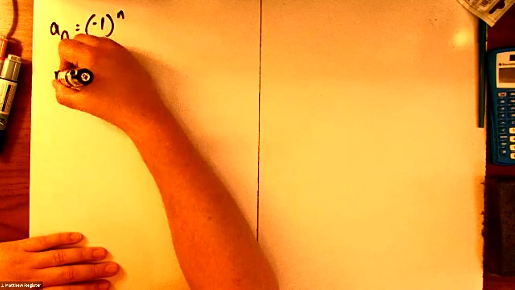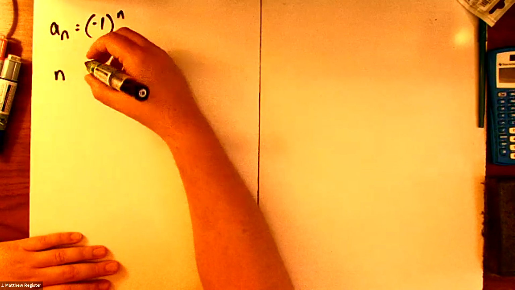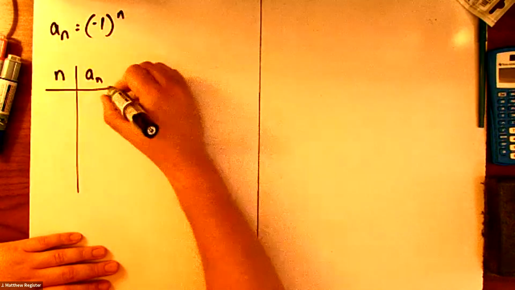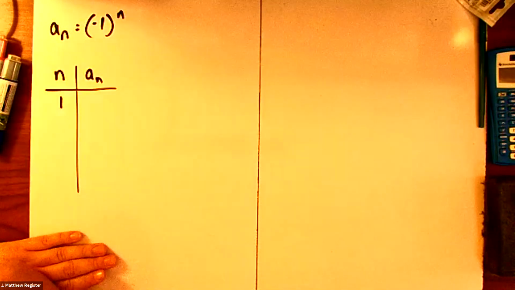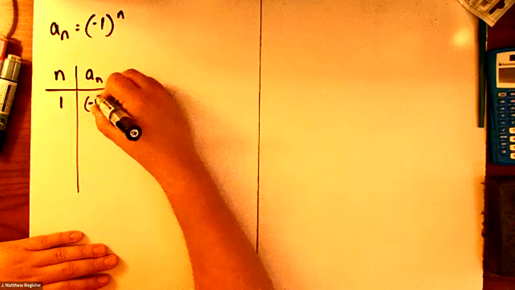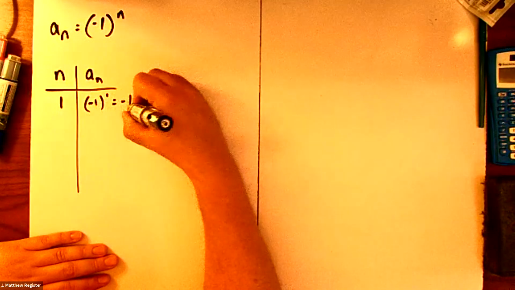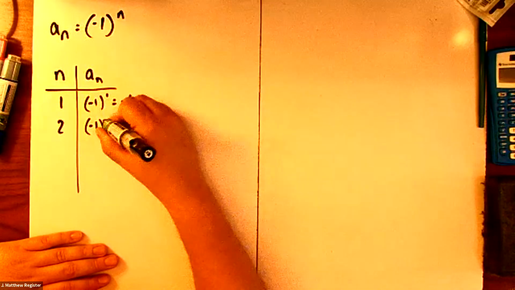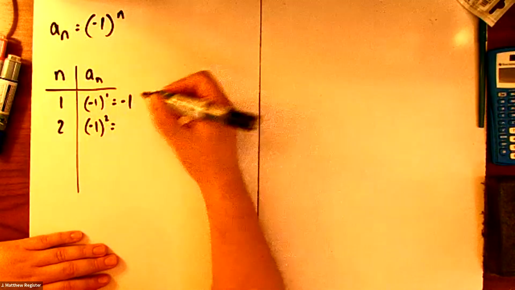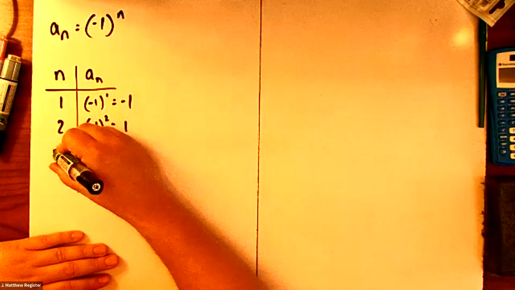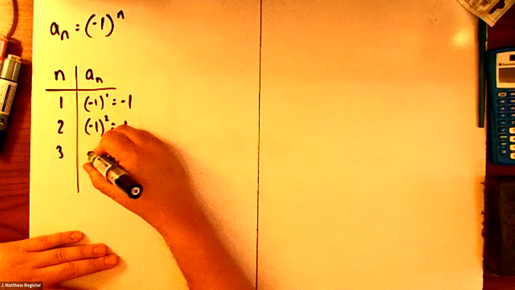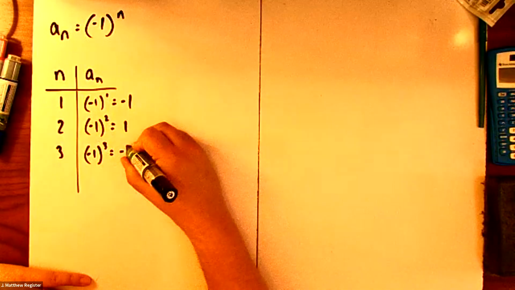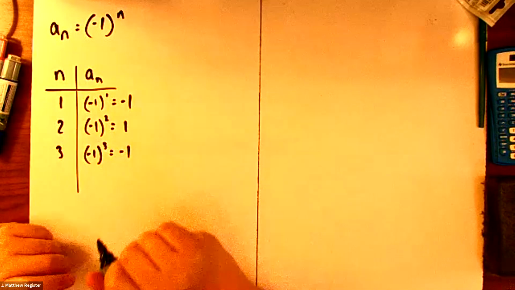Instead of doing the standard x and y, we'll say n and a sub n. For instance, when n is 1, we get -1 to the first power, which is -1. At 2, we get -1 squared, which is 1. At 3, we get -1 cubed, which is -1, and so on.